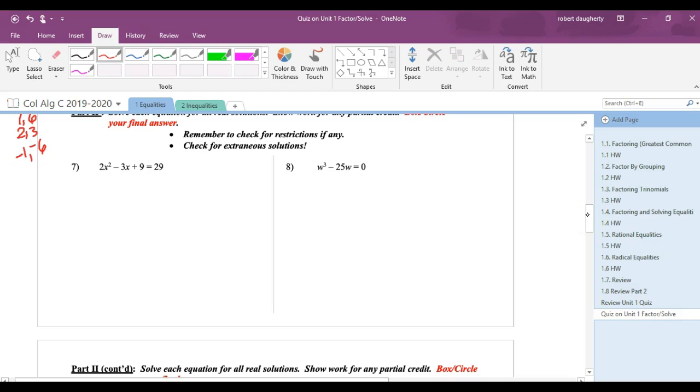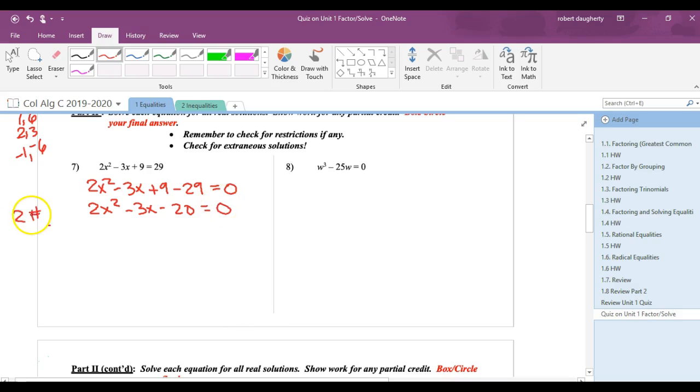Next we move into solve. There's not a whole lot of difference between solve and factoring. Factoring is a method you use to solve. So in this case, let's look at the next one here to figure out what we will do for this. So in order to do this, I'm going to set it equal to 0. 2x squared minus 3x plus 9 minus 29 equals 0. 2x squared minus 3x minus 20 equals 0. Now this is a quadratic.